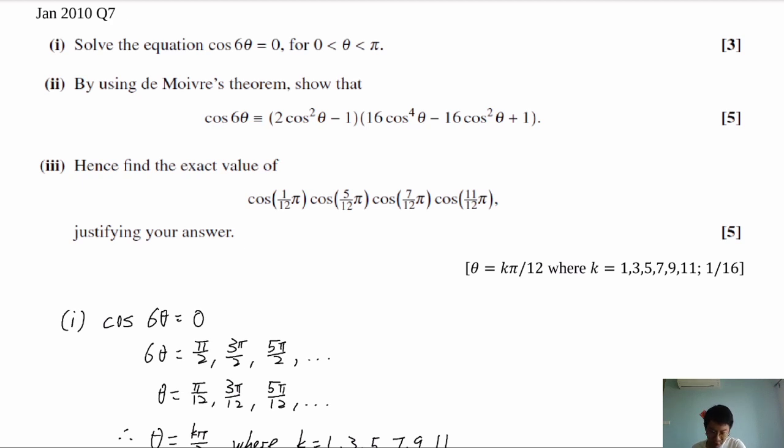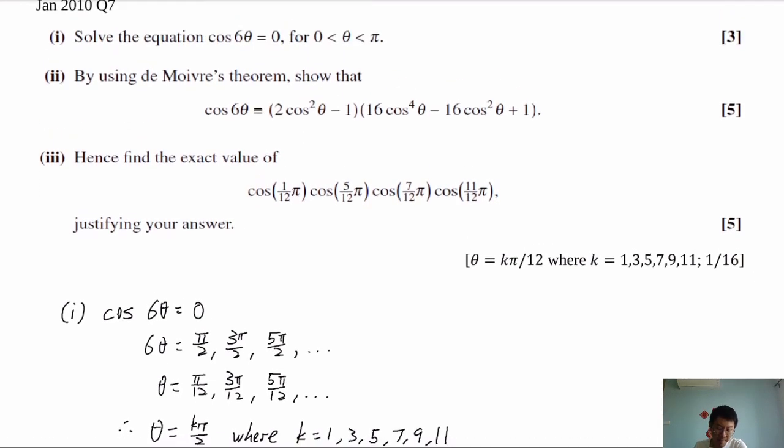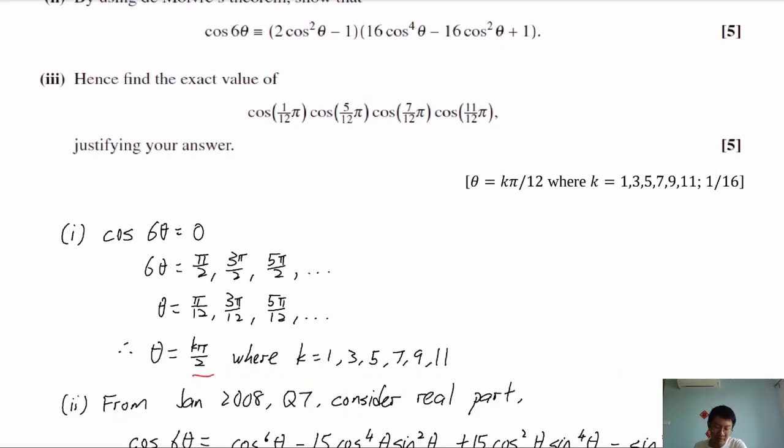Okay, next question. So solve the equation cos 6 theta equals 0 from 0 to pi. For this one, I guess we all can do it as long as we cover all the values that we need for the 6 theta. Our theta goes from 0 to pi. So from there, we get theta in the form of k pi over 12, for which k is from 1 to 11, like 1, 3, 5, 7, 9, 11. So this one shouldn't be difficult to do.